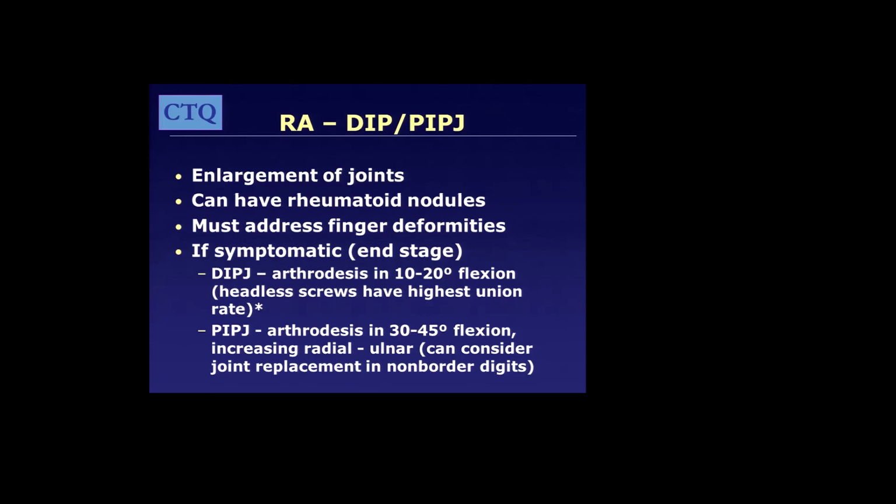Similar to osteoarthritis, rheumatoid involvement in the interphalangeal joints is also treated with arthrodesis with some flexion, or in the DIP joint. And in the DIP joint, you can consider joint replacement in older patients with less functional demands.